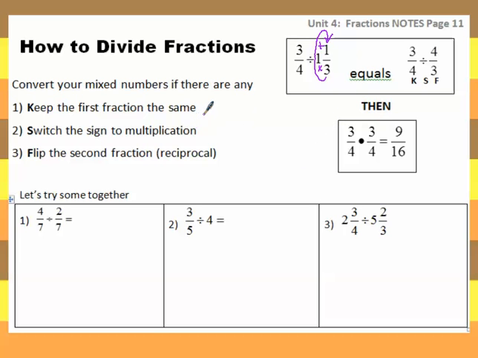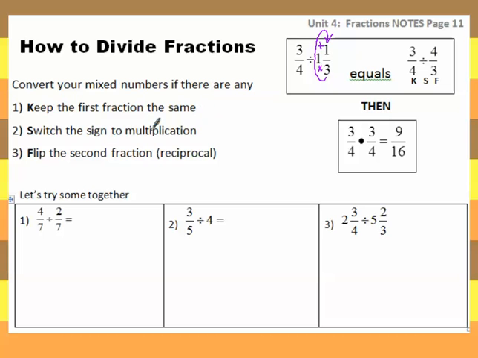Because if you think about dividing up a fraction, it can get kind of messy because you're taking a fraction and then you're dividing it into pieces, and then it just doesn't make any sense. So what we do is we do keep, switch, flip. We use that reciprocal, and instead of dividing up the fraction, we multiply. So we always write KSF underneath our fraction.